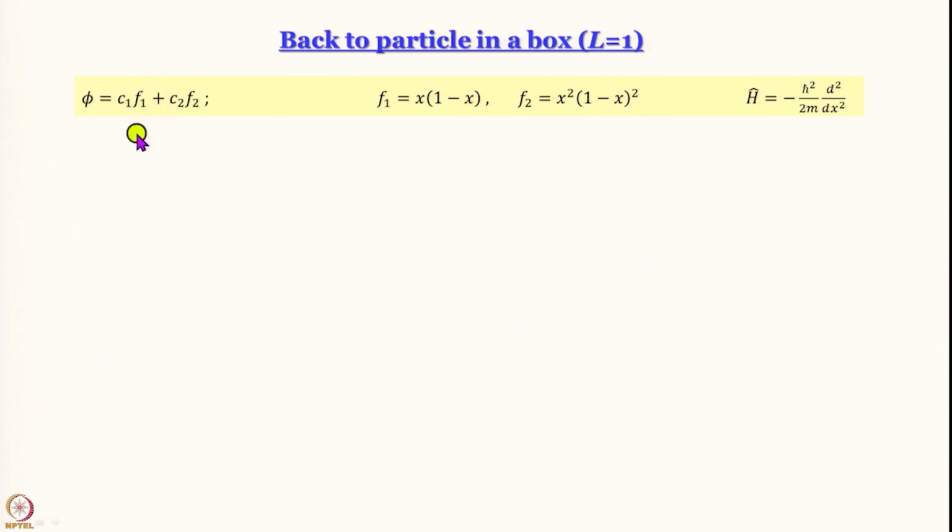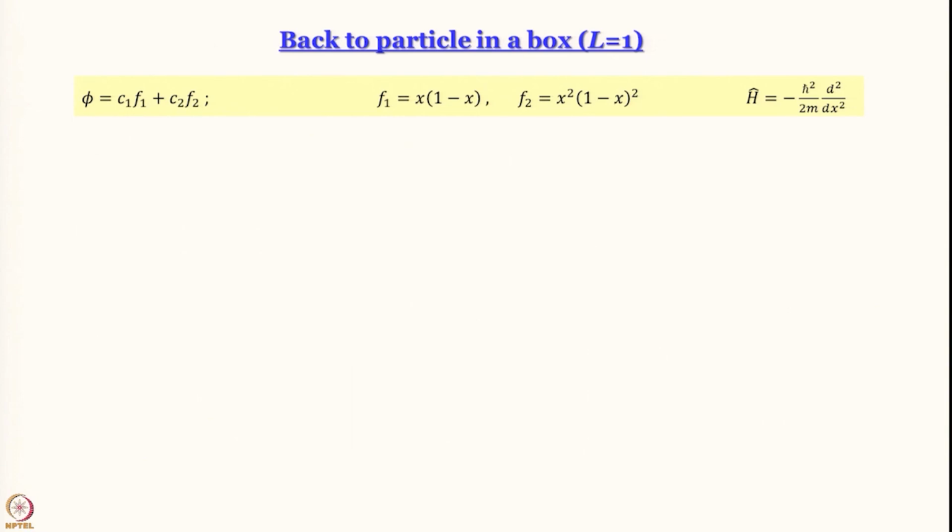To do that, we use f1 equal to x into 1 minus x, and f2 equal to x square into 1 minus x whole square. The choice of these wave functions is inspired by the discussion we had the last time we talked about trial functions for particle in a box. Remember, we had said that the functions have to be symmetric with respect to L by 2, and here we have set L equal to 1, which means whatever we write is in terms of L. There is an L square in the denominator for energy that has been set to 1. If you want the absolute value, you just bring that L square back in the appropriate position.